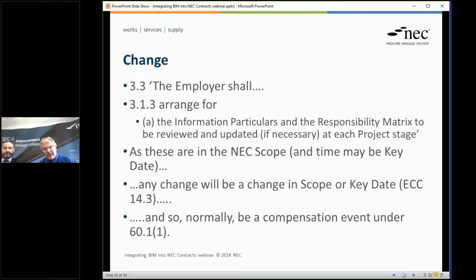Indeed. In terms of changing things, there's a very succinct one-liner in the protocol. The employer shall arrange for the information particulars responsibility to be reviewed and updated if necessary. It's fairly general, chatty language, at each project stage. But those particulars, and particularly that responsible information, they are NEC scope. So as soon as the employer goes changing those, in reality, it's the project manager in an ECC contract. Yep. That's going to be a change of scope, which will inevitably be a compensation event, which we'll have to look at in a normal NEC way, and that will flow through into X10 to changes to the information execution plan, etc.